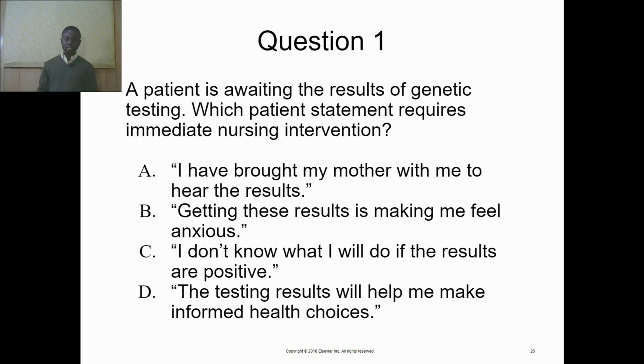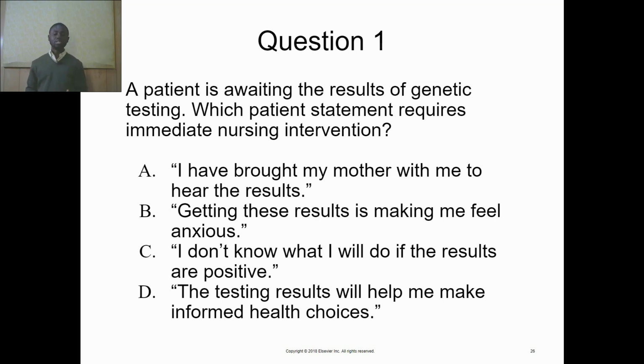So the question is, a patient is awaiting the results of genetic testing. Which patient statement requires immediate nursing intervention? If you said C, then you are right. The nurse should always be aware of patient indication that he or she has a degree of psychological, psychosocial stress or instability, or could accomplish self-harm.